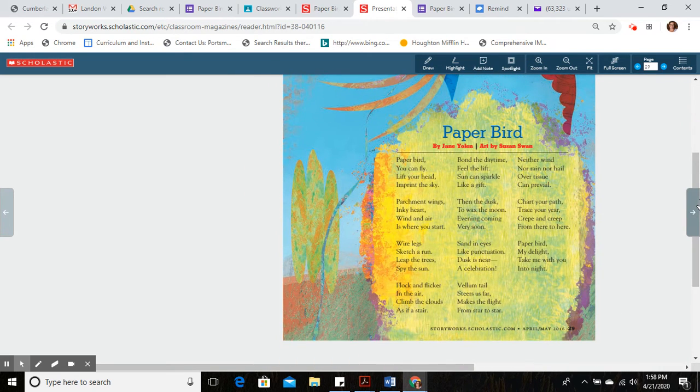Okay, the poet is Jane Yolen, and she is making a play on the words that refer to paper. So there's lots of imagery in here.